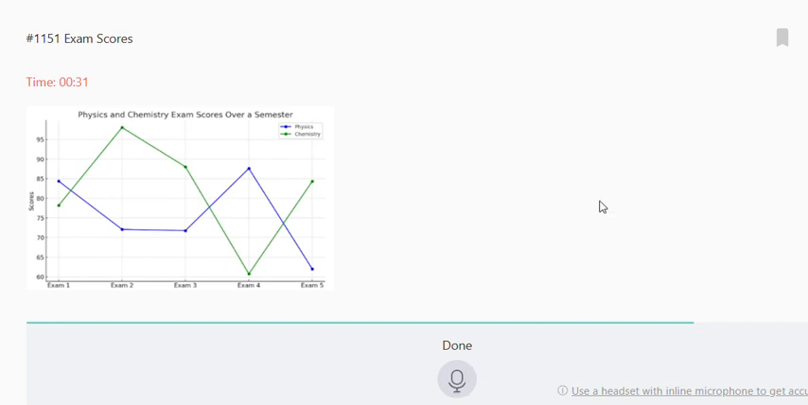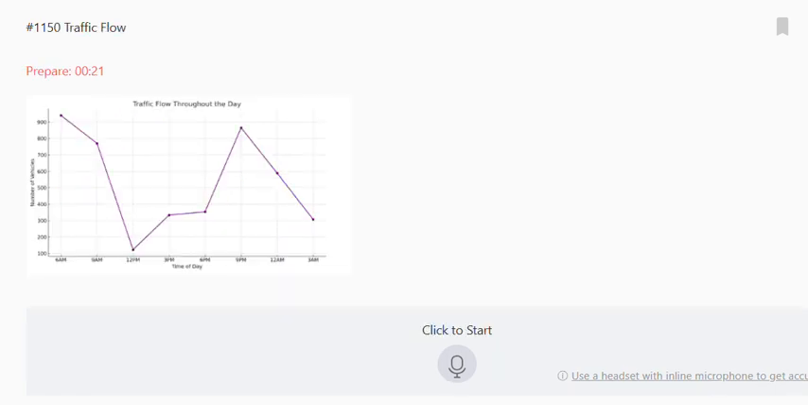Okay, that's done. Let's go to the next one. Again, a line chart, traffic flow throughout the day from 6 a.m. morning to midnight 3 a.m. The highest traffic is at 6 a.m. and 9 p.m. The lowest traffic is at 12 p.m.